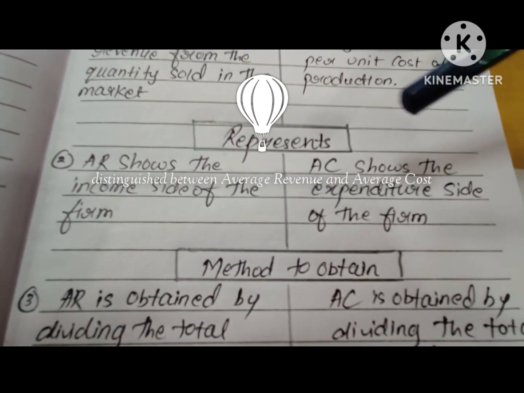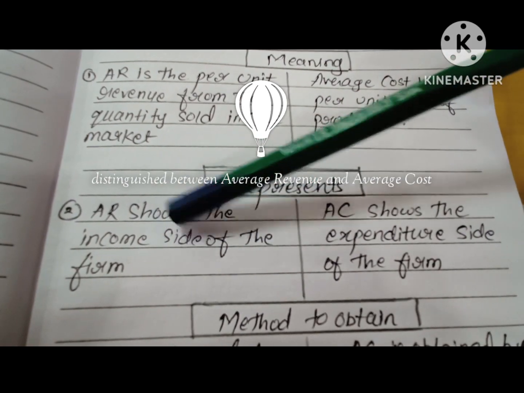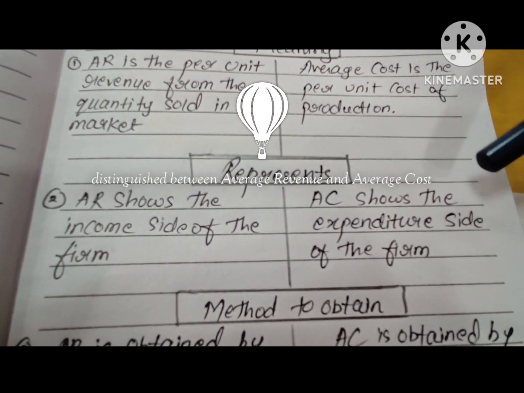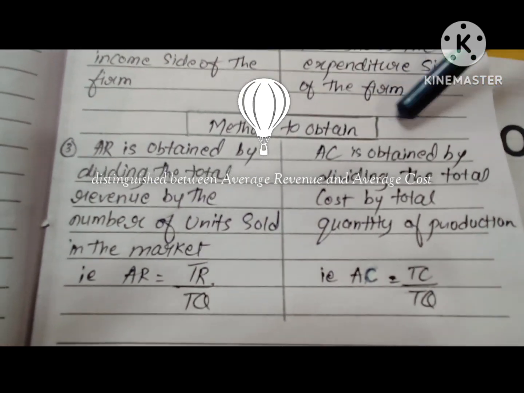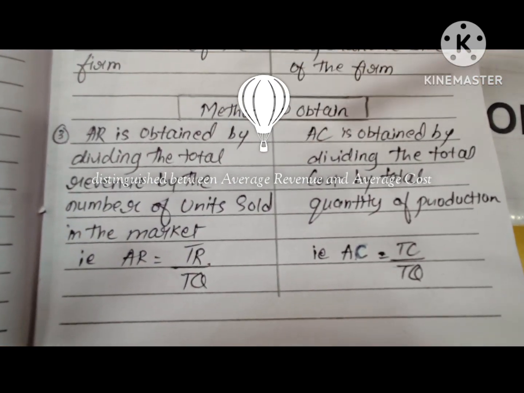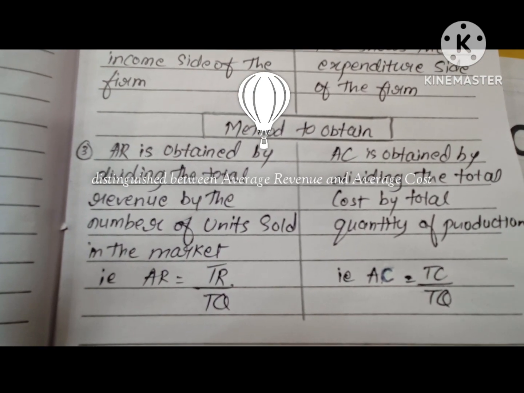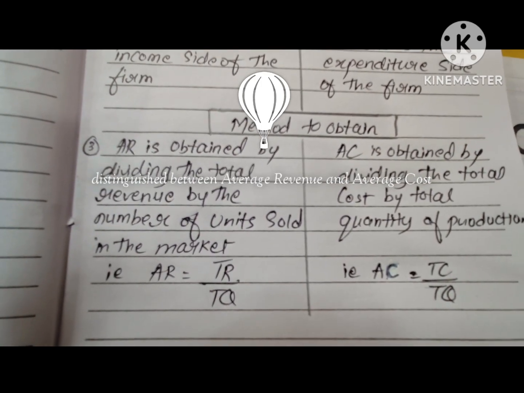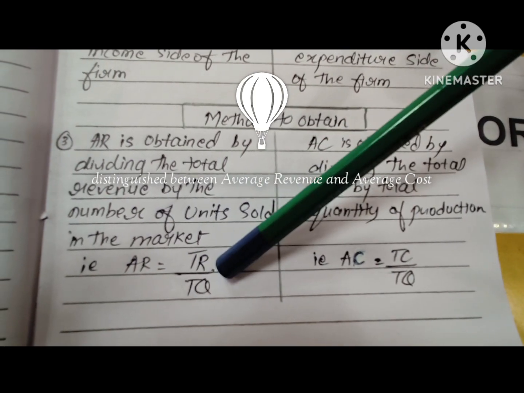You can see here what it represents. Average revenue shows the income side of the firm, and average cost shows the expenditure side of the firm. Method to obtain: you might get several long or short questions in the exam. You might get these kinds of calculative questions in the objectives also, so you need to know the formula.